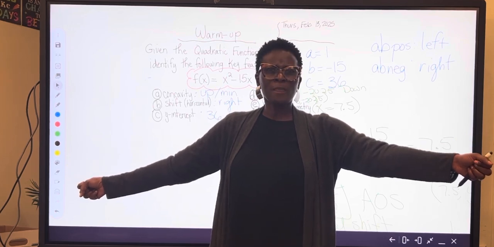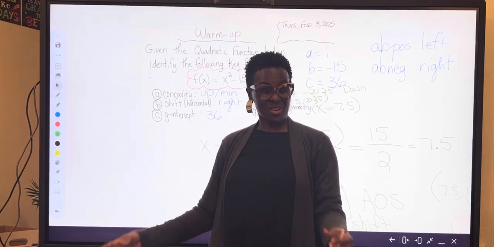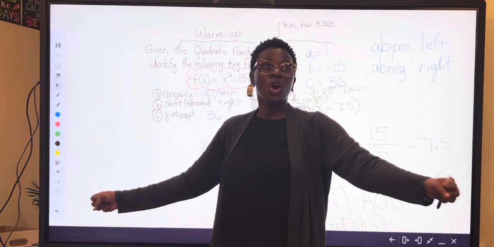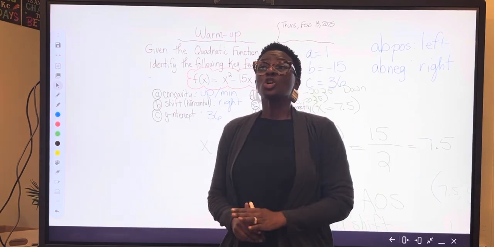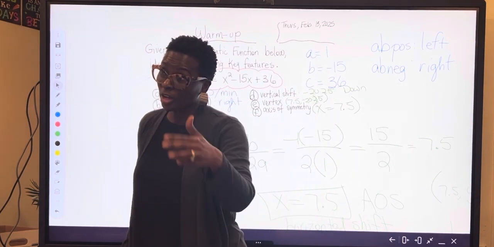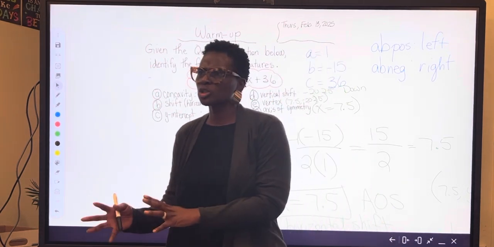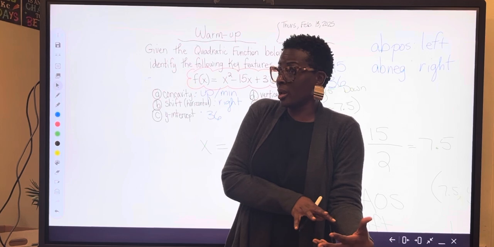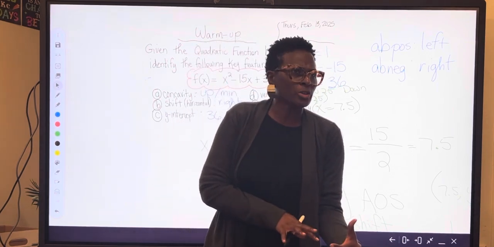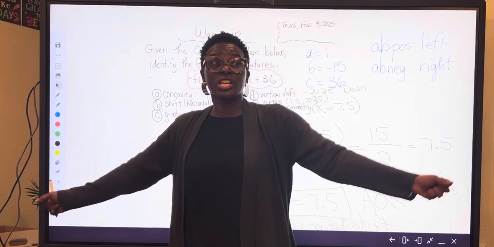Are y'all with me? Or your roots coming out the ground, right? Or your what? Solutions. So whenever they ask you to solve a quadratic function, we're trying to figure out what am I looking for? Because anytime you solve something, you're looking for the solutions, right? So what is the solution to a quadratic function? It is actually your zeros.